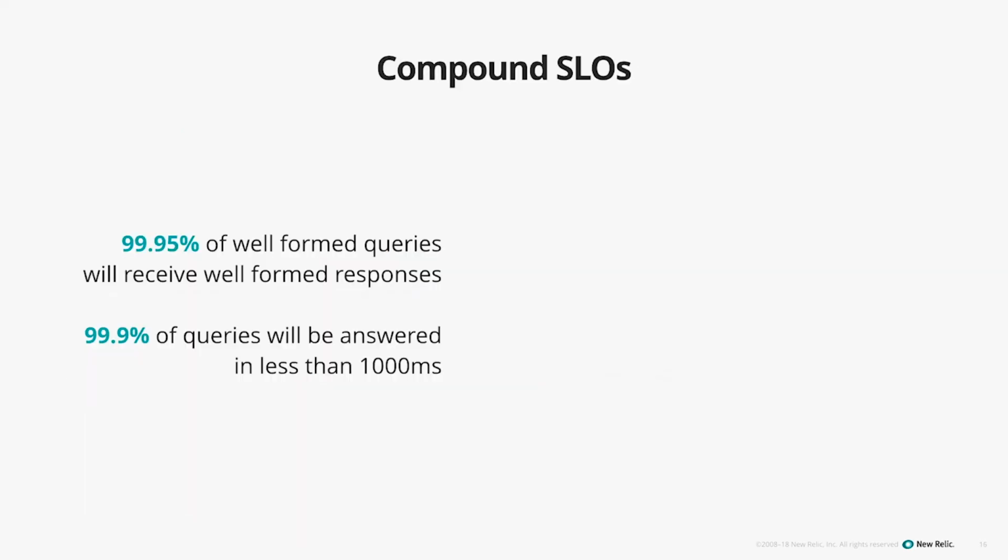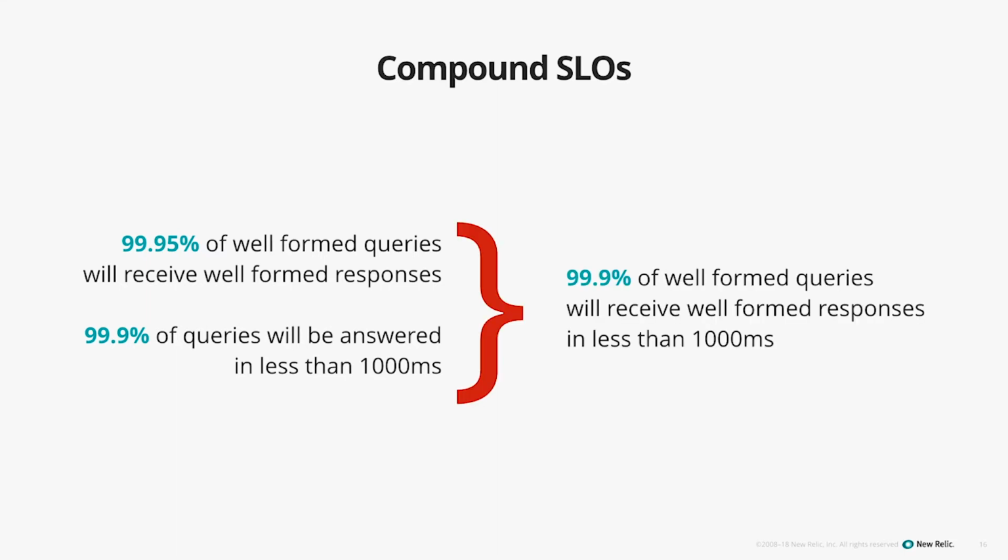And then we're going to do the same thing for our insert capability SLI. Now, using these SLIs, we can articulate an SLO for each of them. Or, alternately, we can express this as a single service level objective that includes both conditions.